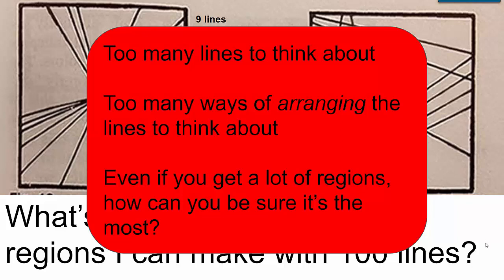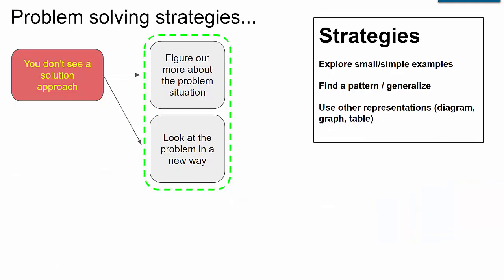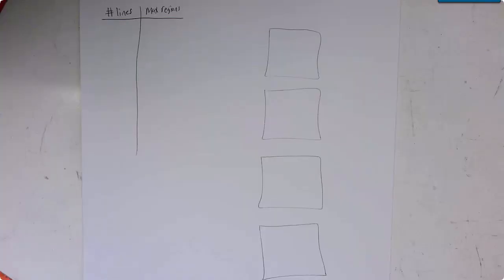So the strategies that we practiced in class were: explore this kind of situation with smaller and simpler examples of the same kind of problem, organize your results using another representation like a table or a graph, and try and find and describe a pattern that you can generalize. And here's what we did.